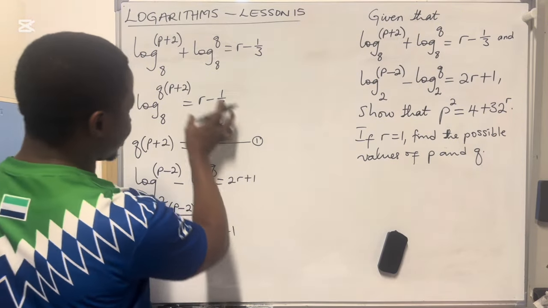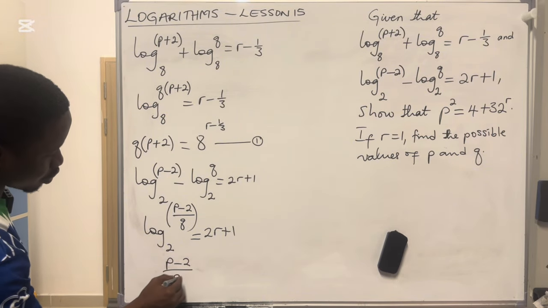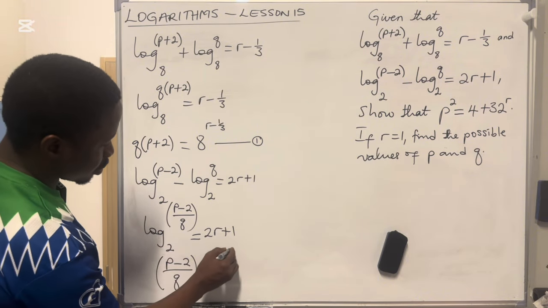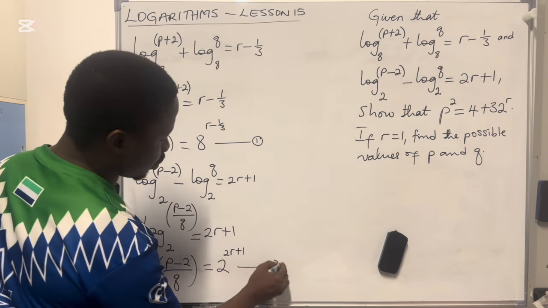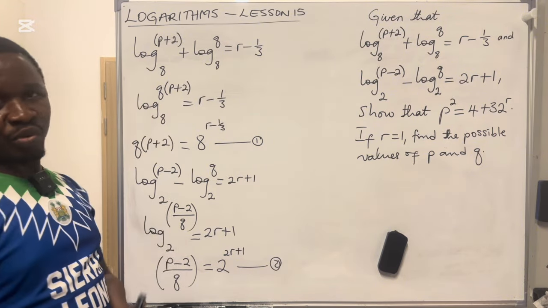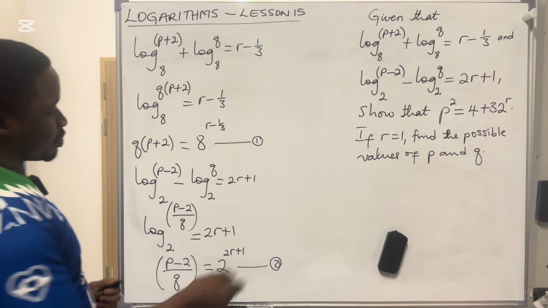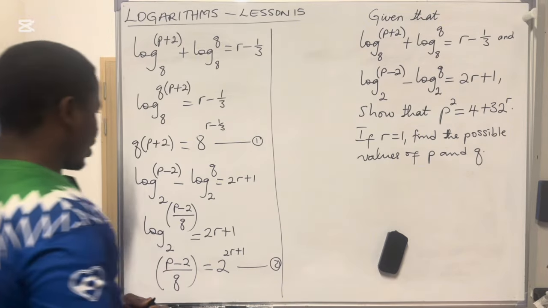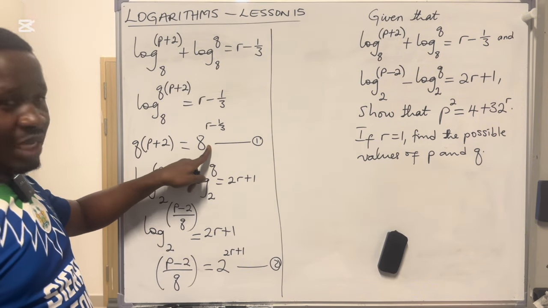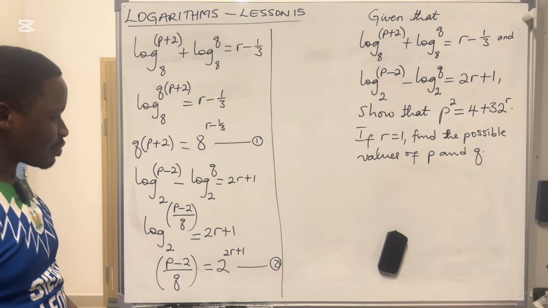So what I just insinuated here, this is the log number, which is p minus 2 over q, which is equal to 2 to the power 2r plus 1. This is equation 2. So we've succeeded in eliminating log on both equations. But this is what we want to show. So what is next? Okay. Now, this one and this one, they look alike. This one is in exponential form and this one is in exponential form. So what do we do now?